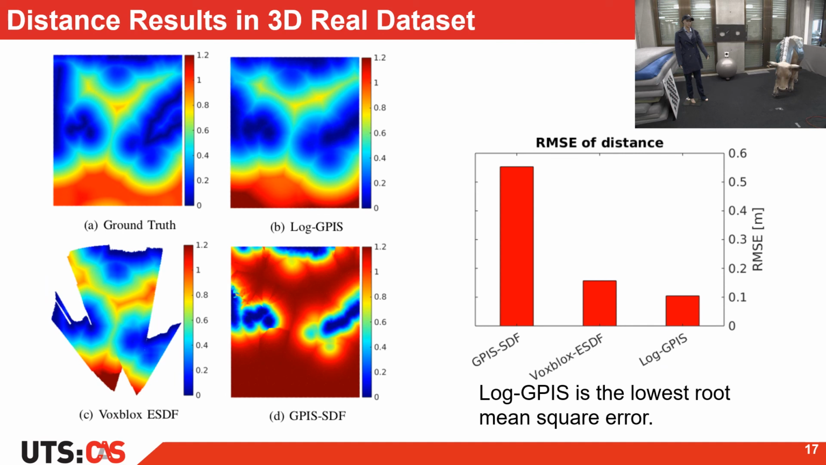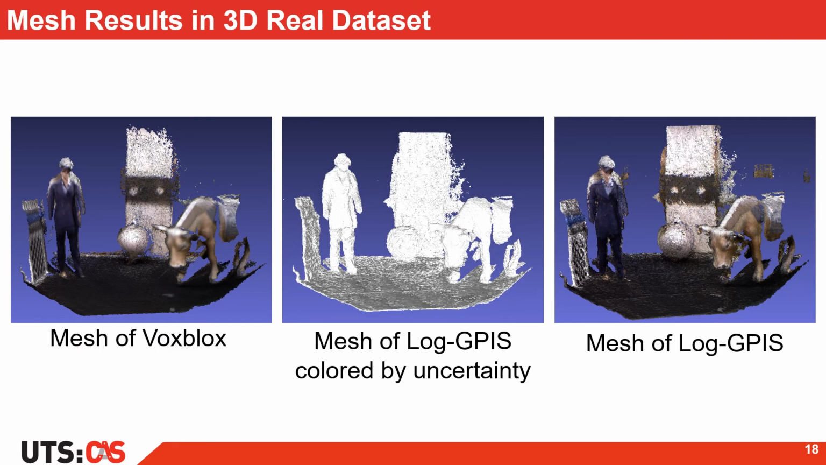We use the same benchmark in a more challenging scenario with a real dataset. The real-world experiment is based on the publicly available dataset called Newer College dataset. Again, the proposed log GPS produces the most accurate distance field with the lowest root mean square error amongst VoxBlocks and GPS SDF. Finally, we present qualitative 3D reconstruction results for the real-world dataset. The surface reconstruction of VoxBlocks and log GPS is equivalent, but ours can also provide uncertainty information, a gray area with high variance.